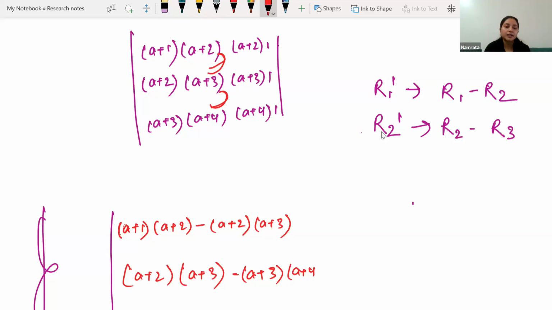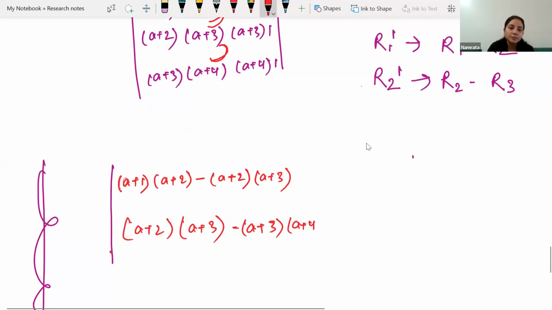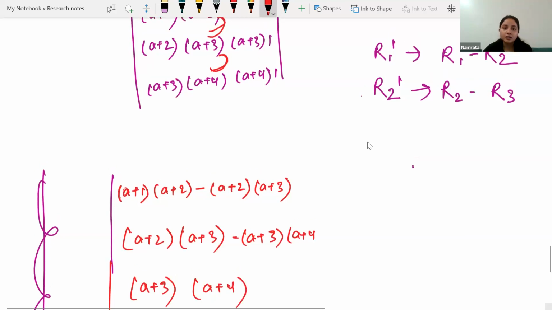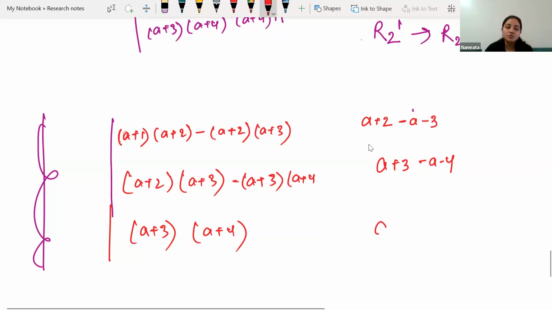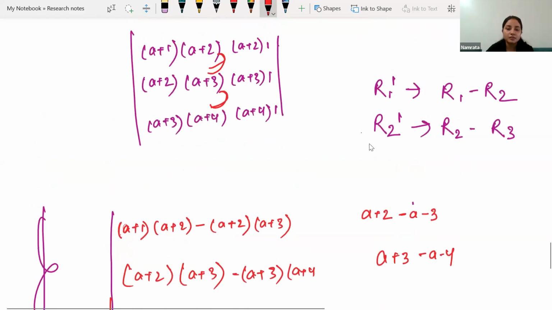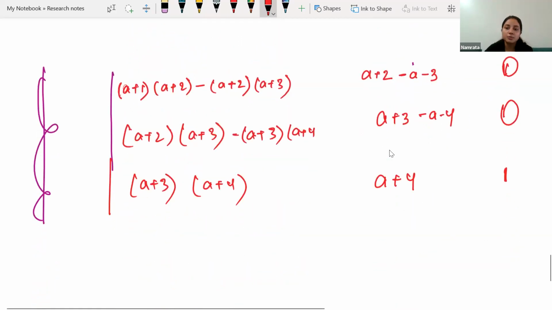The new row 1 I am writing over here, and the new row 2 I have written over here. The next one will be a plus 3, a plus 4. In the second column we will be doing the same thing. So a plus 2 is already there, minus a minus 3 we will be doing. Then a plus 3 was already there, minus a minus 4 we will be doing. The last row will remain as it is, because I have not written here that we are going to change row 3 also. Here 1 minus 1 will become 0, 1 minus 1 will become 0, and the last row will become as it is.